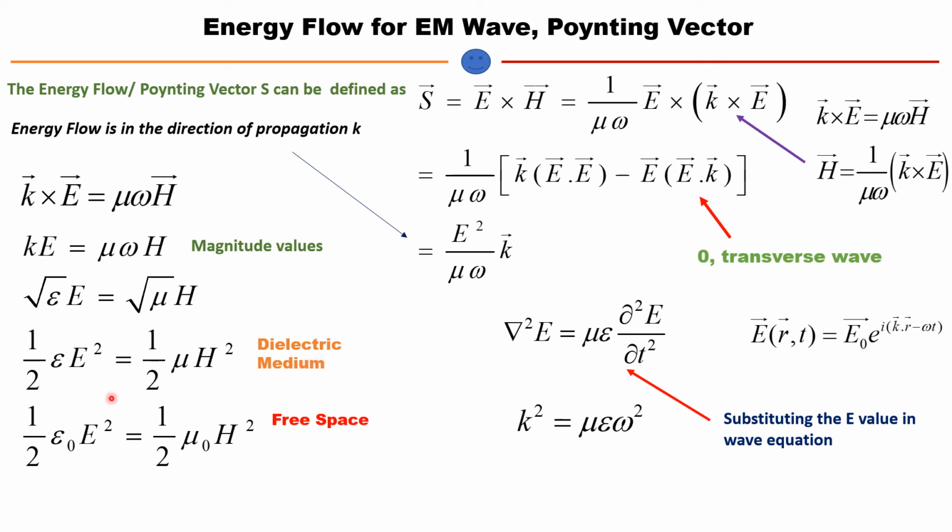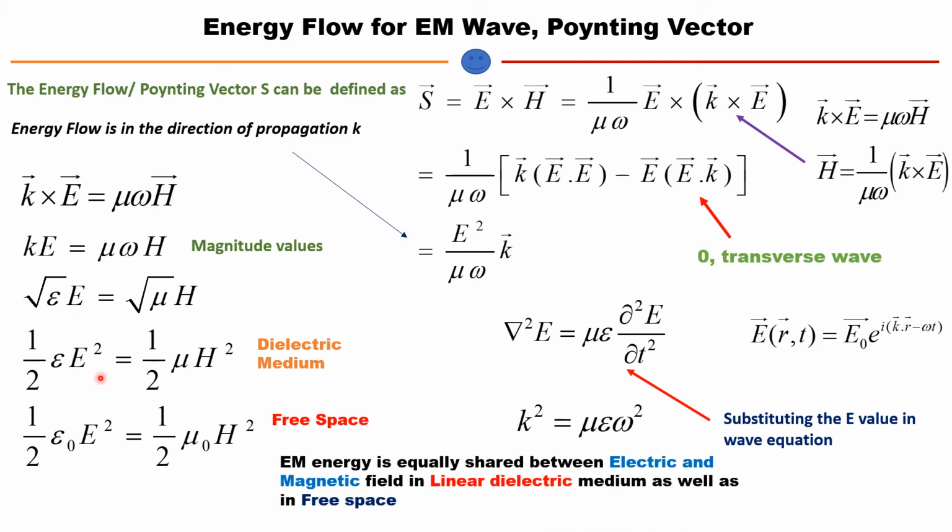So this indicates the electromagnetic energy: this is the electric field energy, and this is the magnetic field energy, because the energy is proportional to the amplitude squared. In the electric field, the amplitude will be E0 squared, and H is equal to H0 times some exponential term. So the mod square of the electric field indicates the electric field energy, and the mod square of H indicates the magnetic field energy in free space, that is, epsilon is epsilon 0 and mu is mu 0.